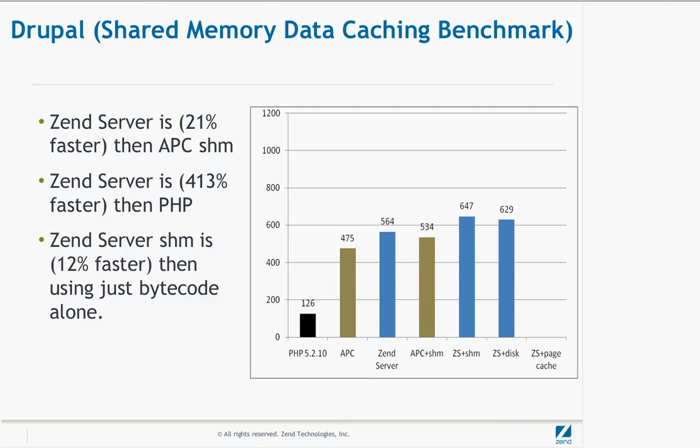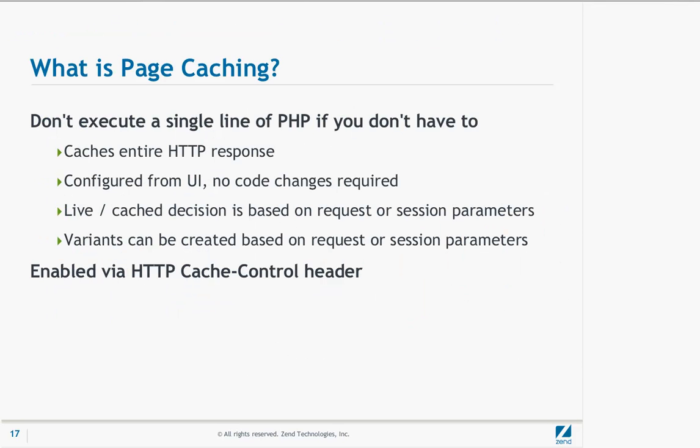Again, it was more than 4 times faster than using just plain open source PHP, which wasn't using any caching, so just as a comparison, and was about 12% faster than Zend Server using just bytecode caching alone. So we kind of compared those result sets to give you an idea. As I mentioned earlier, Zend Server does provide a compatibility layer. It uses its built-in, more optimized caching, even if you've written code that uses the APC API.